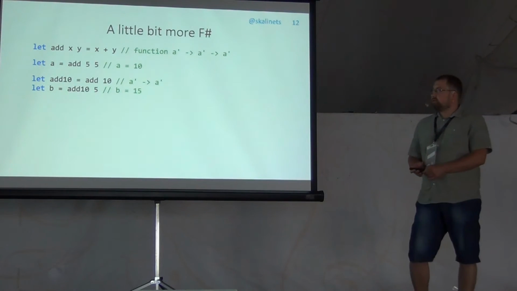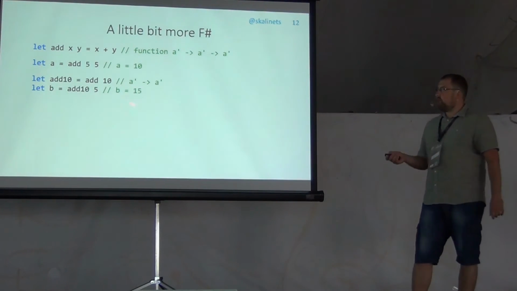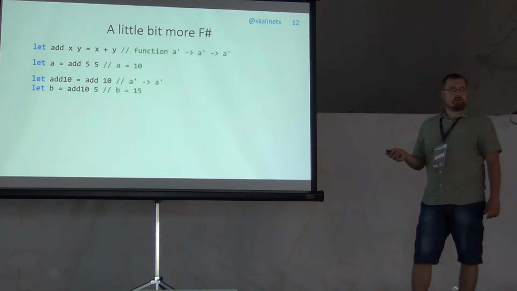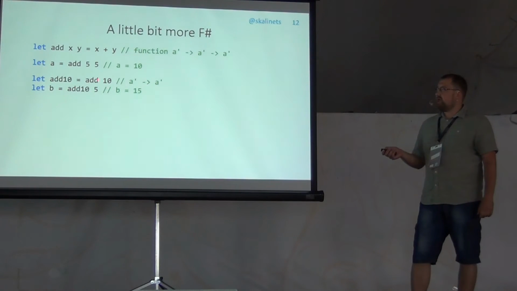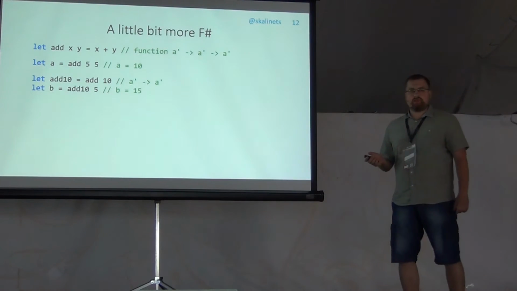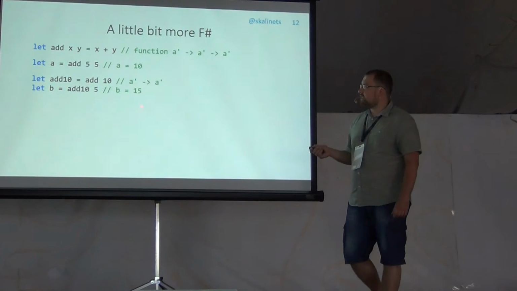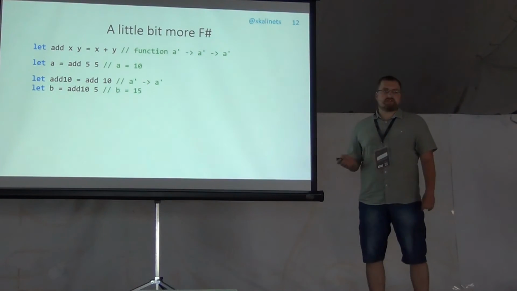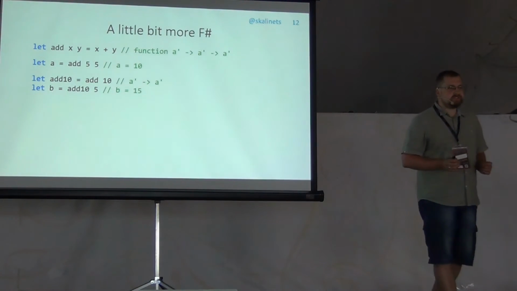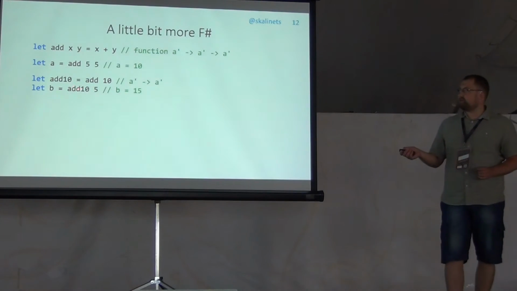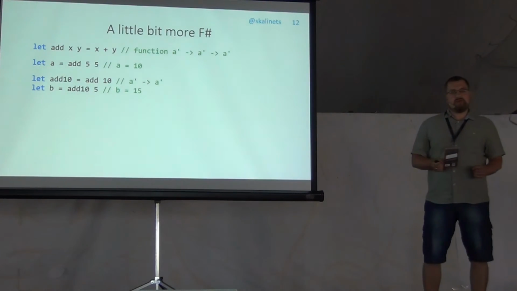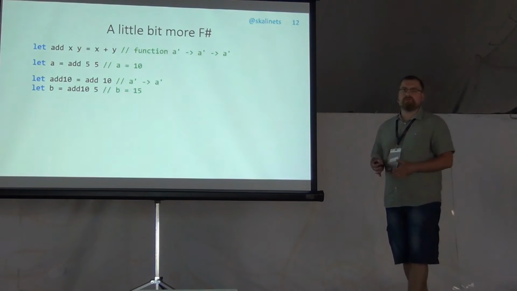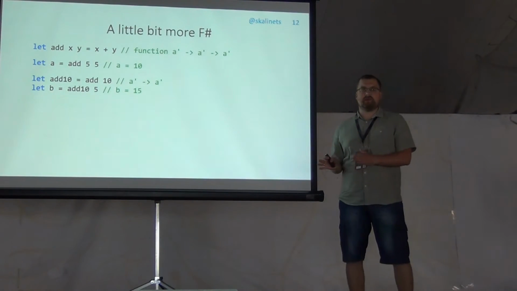The next thing is more interesting. What does this line mean? We just called add with only one argument, and this is not an error. The result will be a function that accepts only one argument, the second one, and adds it to 10. So the function add 10 basically takes one argument and returns this argument plus 10.